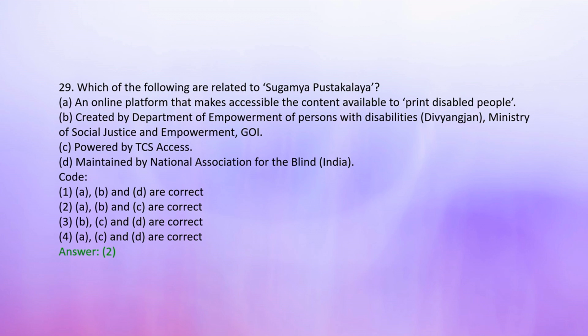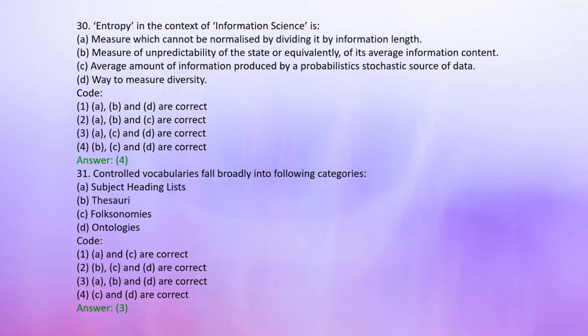And codes: number 1, A, B and D are correct. 2, A, B and C are correct. 3, B, C and D are correct. And 4, A, C and D are correct. And the correct answer is 2, A, B and C are correct.